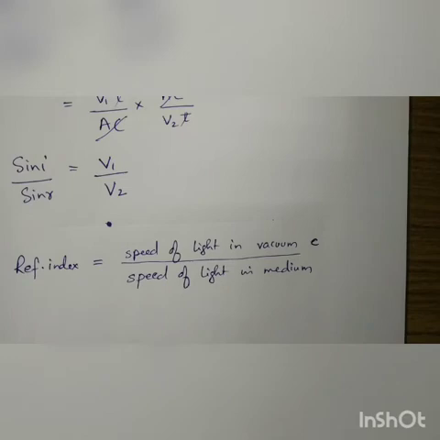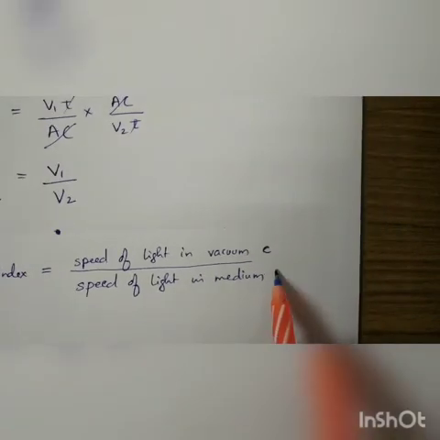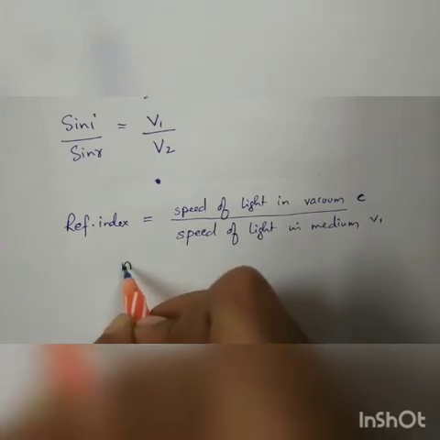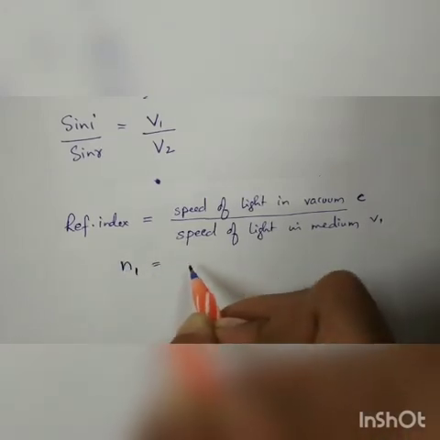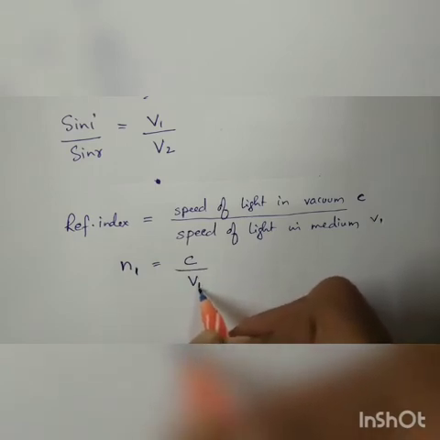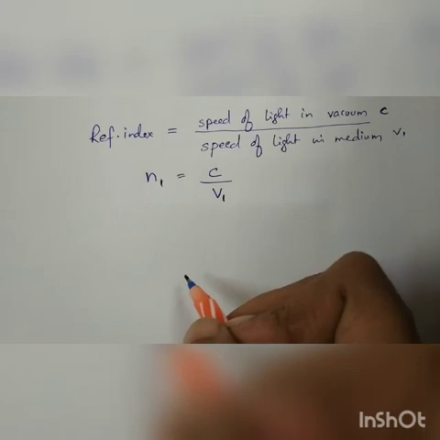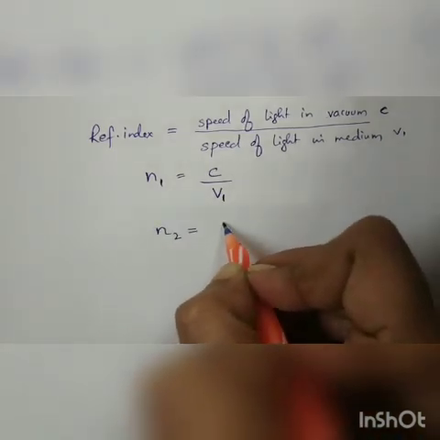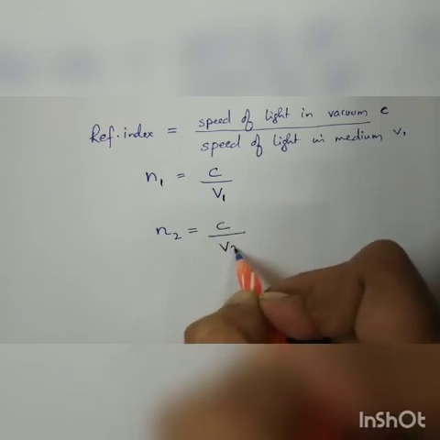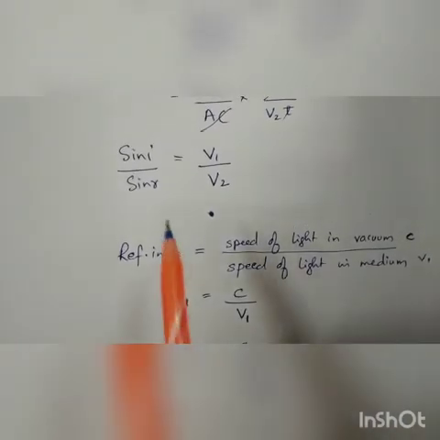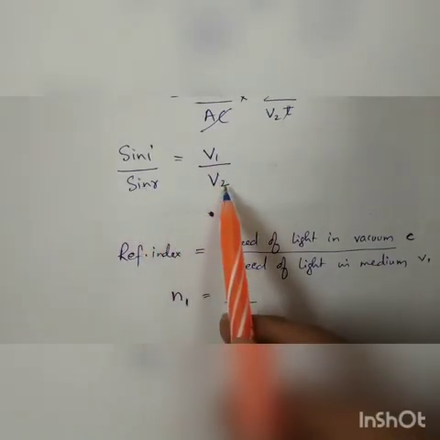What is the speed in the given medium? In the first medium, let it be v1. So the refractive index of the first medium is given by n1 is equal to speed of light in vacuum by speed of light in the medium, c by v1. Similarly, for the second, denser medium, the refractive index n2 is equal to c by v2. Okay. So we have already got that sin i by sin r is equal to v1 by v2.